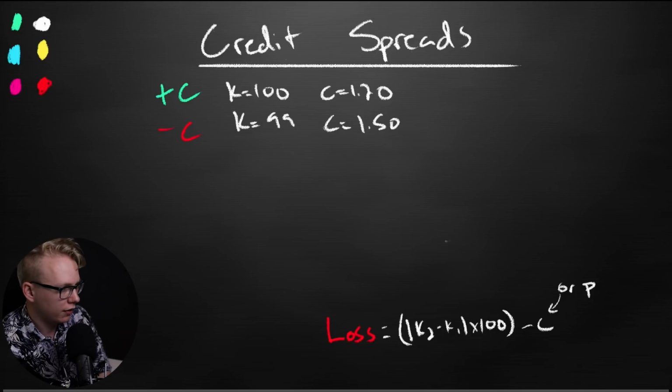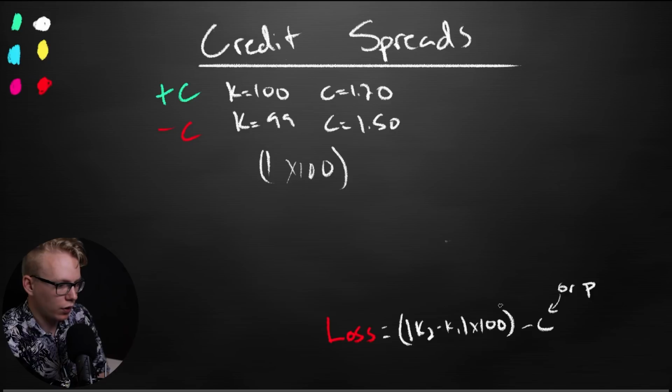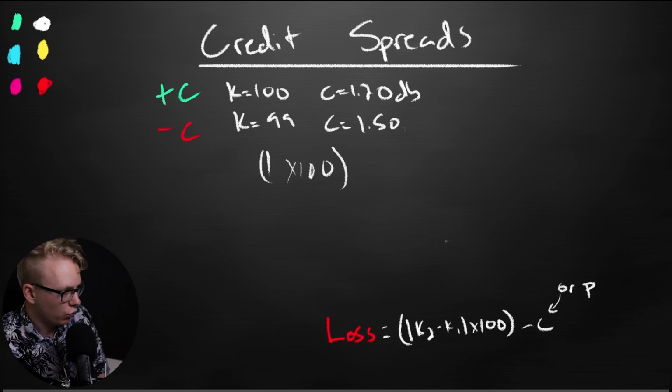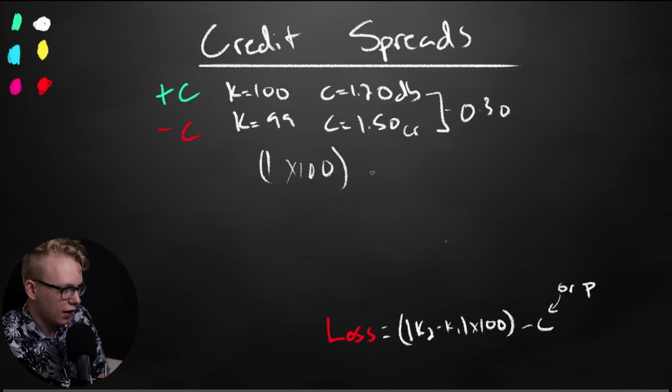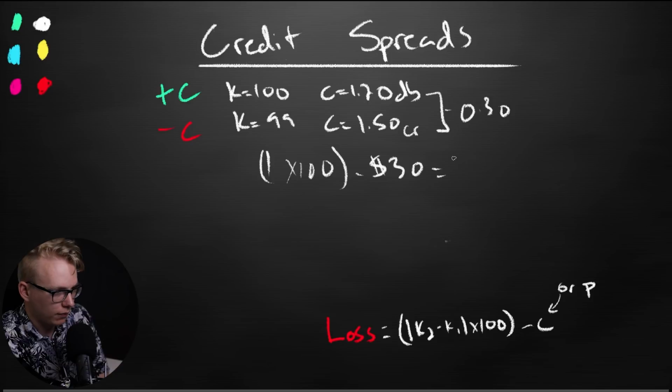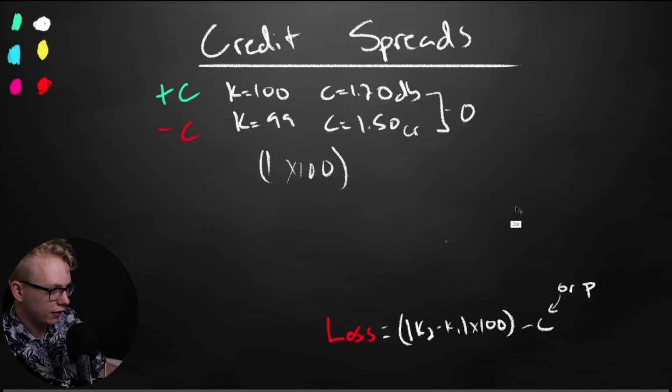So calculating it would be the same. Distance between legs is 1, multiply that by 100 and subtract the net credit you received. In this case, we paid 120 and this is a debit for this call option, and we received 150 and that's a credit for this call option. So the difference between these two is going to be 30. We're going to subtract the $30 that we received and the net loss is going to be $70, just like we said. So calculated just the same as before. The only difference is in this case, it's a loss, not a gain as compared to debit spreads.